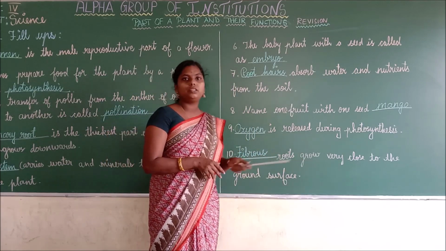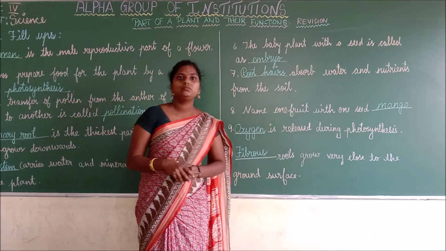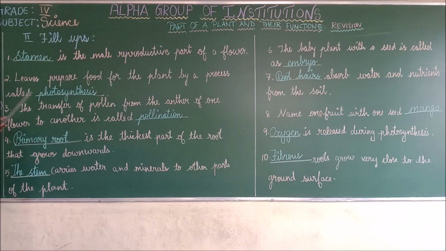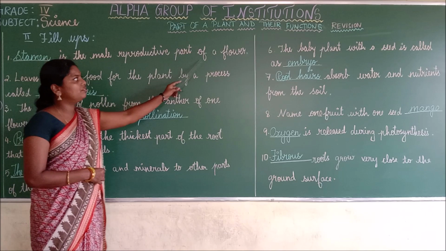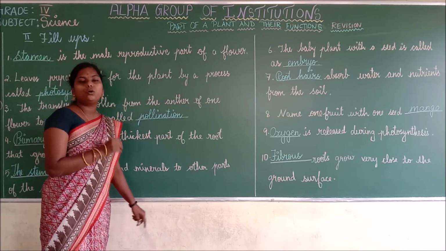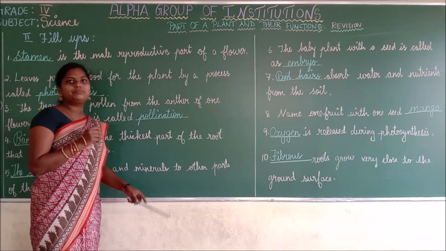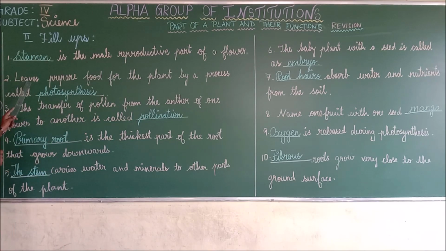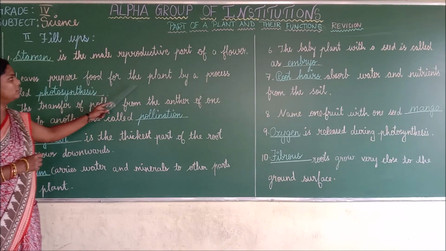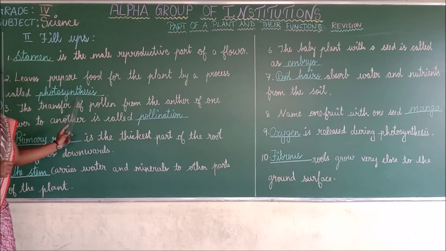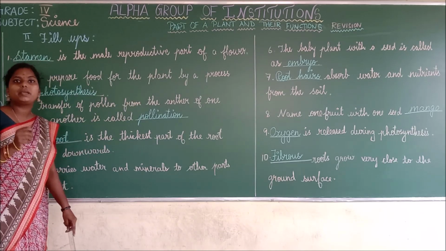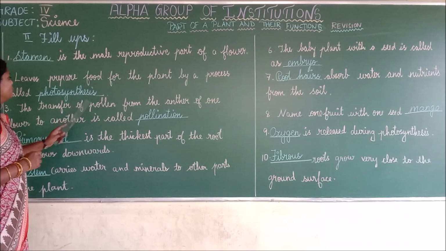Shall we recap everything once again? So the first question, stamen is the male reproductive part of a flower and ovary is the female reproductive part of a flower. Leaves prepare food for the plant by a process called photosynthesis. The process of making food is called photosynthesis.